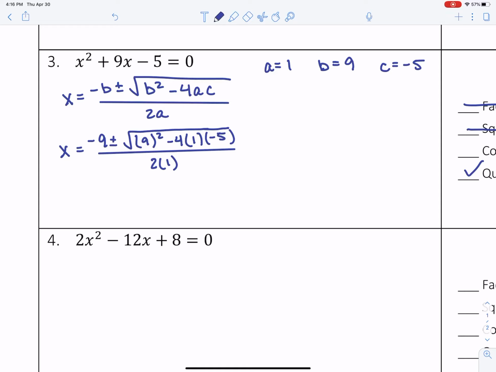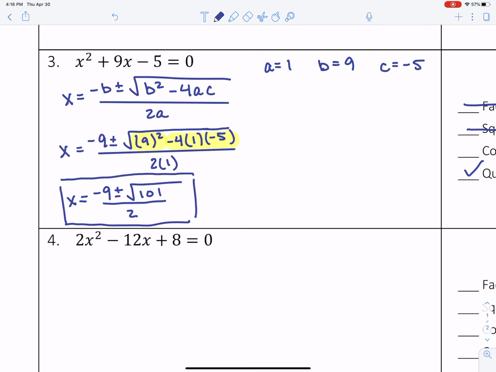And then from here, we just have a whole bunch of order of operations. I'm going to solve this guy on the inside, and we're going to do it all in our head. We are going to do 9 squared, that's 81, and then I have -4 times 1 times -5, that's a positive 20. That leaves me with a total of 101 over 2. I cannot simplify that anymore, so I'm simply going to box this answer because that is my 2 final answers for my quadratic.